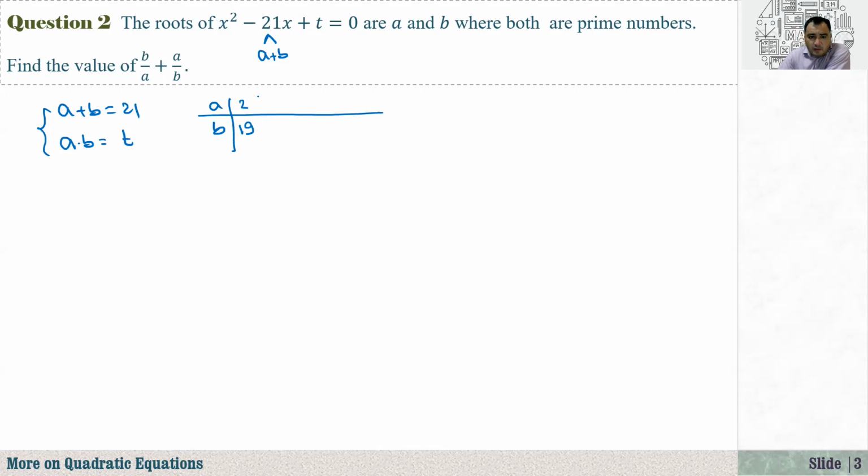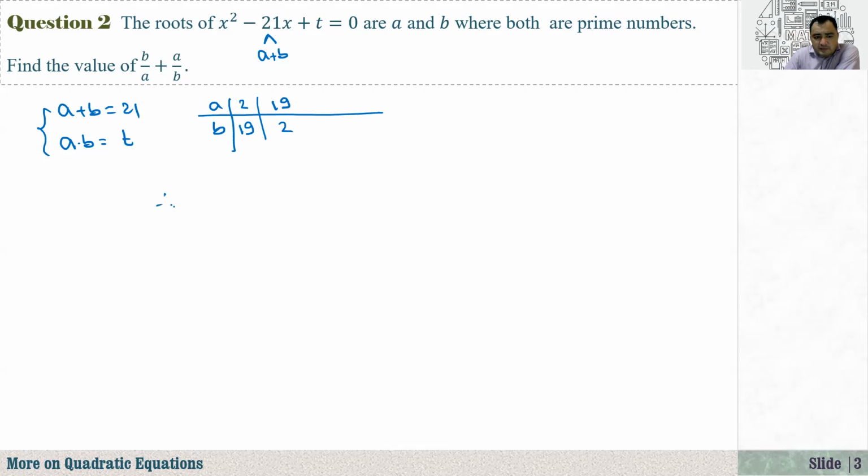Just skip this. Another one: for example, the next prime number is 3, right? If it is 3, b should be 18. 18 is not a prime number, so 3 doesn't work. If it is 5, plus 16, it doesn't work. The next prime number is 7, plus 14 is not a prime number. The next number is 11. If it is 11, 10. So for other numbers also it does not work. So the only possible answer here is a is 2, b is 19, or a is 19, b is 2.